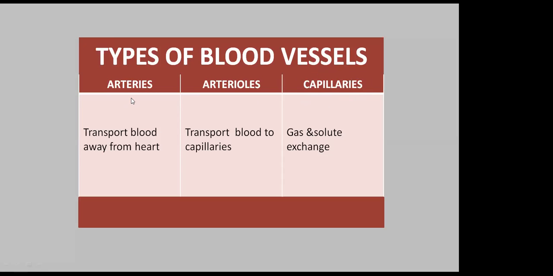Arteries are the large branches of blood vessels which have wide diameter, which ramify to form arterioles with low diameter. Arterioles again ramify to form the microscopic branches called capillaries.